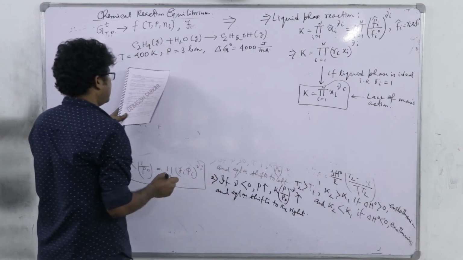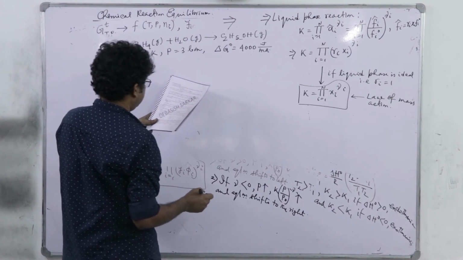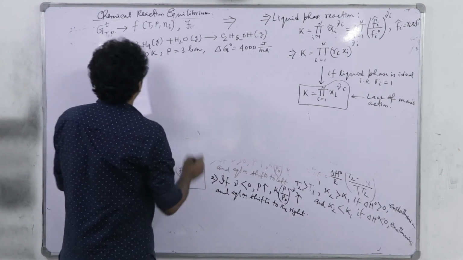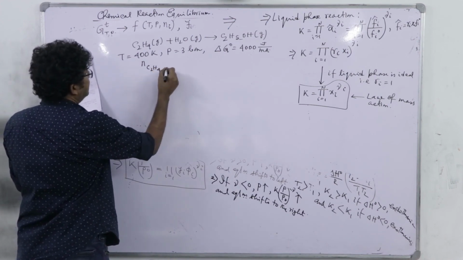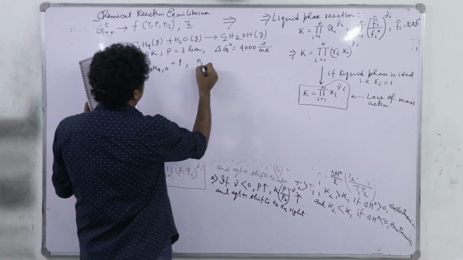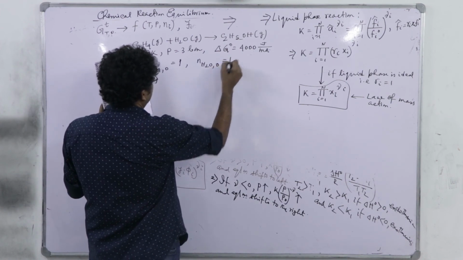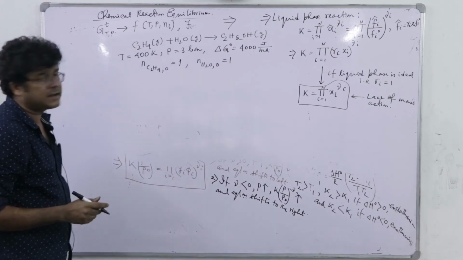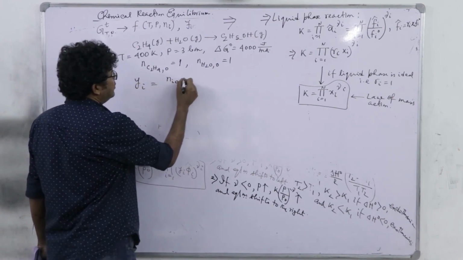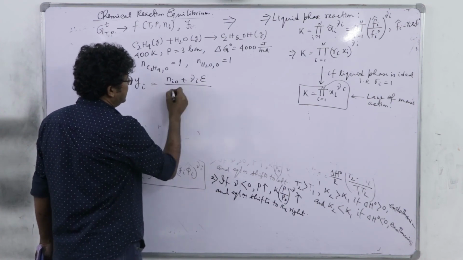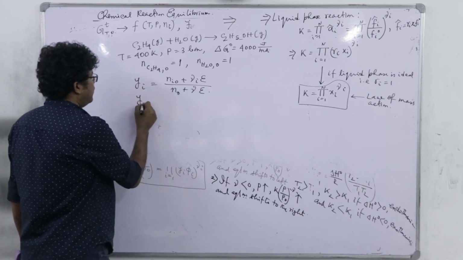For 2 moles of equimolar feed of ethylene and steam, N_C2H4 0 is 1 and N_H2O 0 is also 1. Now what are the mole fractions in terms of reaction coordinate? We know that Yi is equal to Ni0 plus nu I into epsilon divided by N0 plus nu into epsilon.